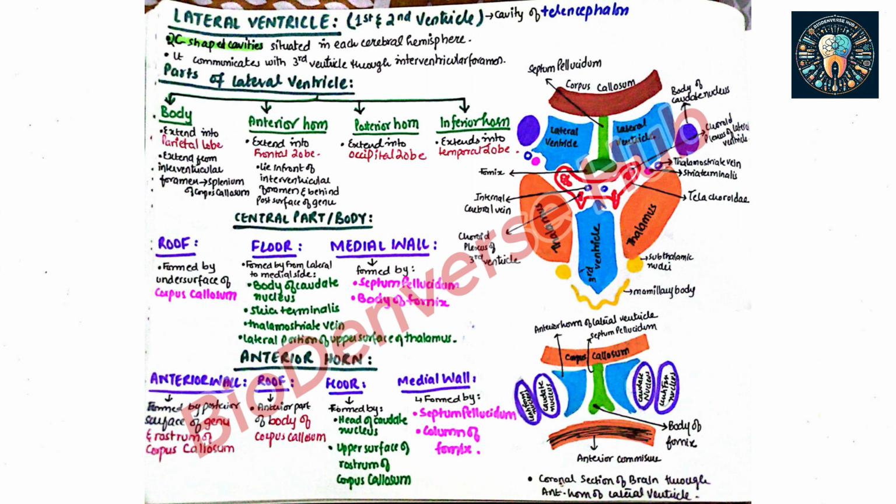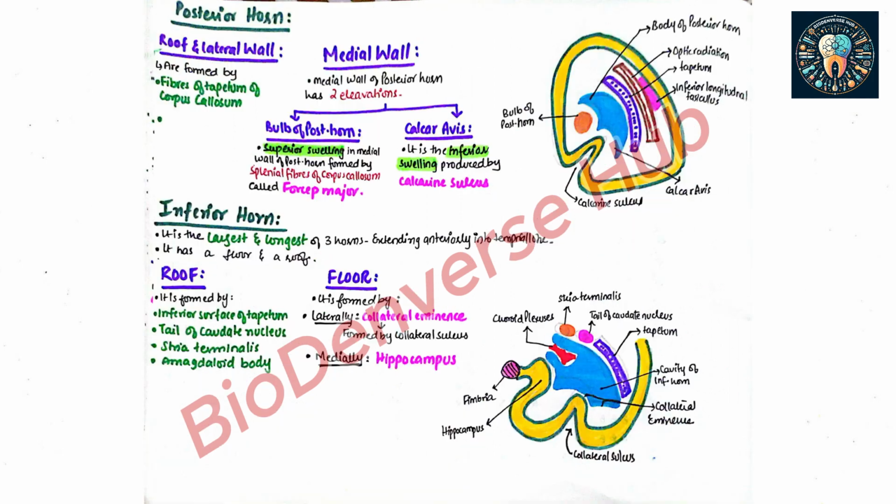Now we will be studying the posterior horn. The roof and the lateral wall are formed by the fibers of the tapetum of the corpus callosum. After that, the medial wall of the posterior horn has two elevations. First we have the bulb of the posterior horn, and then we have the calcar avis. The bulb of the posterior horn is a superior swelling in the medial wall that is formed by the splenial fibers of the corpus callosum, known as the forceps major. And after that, the calcar avis is the inferior swelling, which is produced by the calcarine sulcus.